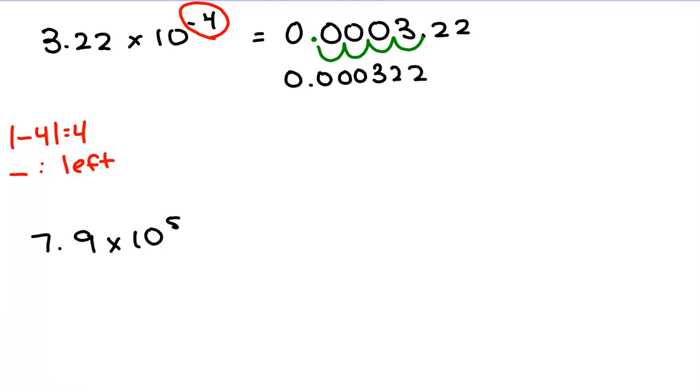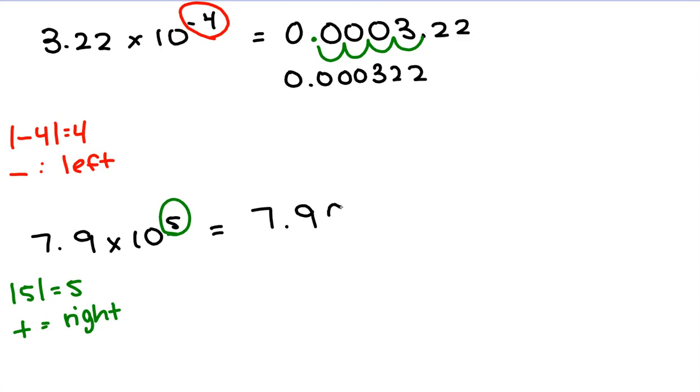Okay. Now, what if we had something with a positive exponent? We know that this exponent is positive. The absolute value of 5 is 5, so we're going to be moving it 5 spaces. And because it is positive, we're going to be moving the decimal to the right. So we have our 7.9. I'm going to put a couple of zeros as placeholders, and we're going to move it 1, 2, 3, 4, 5. So our answer is 790,000.